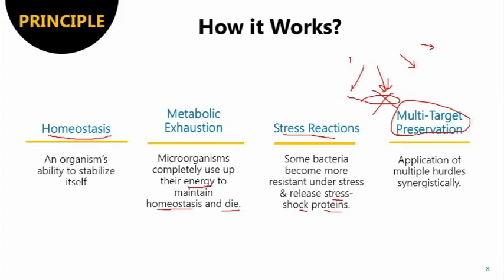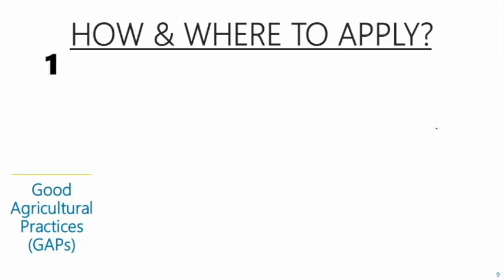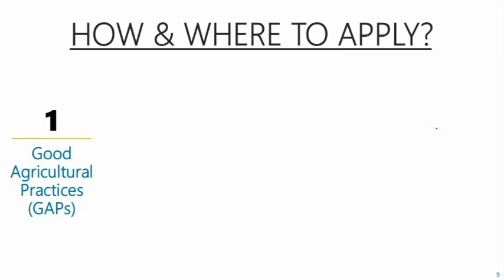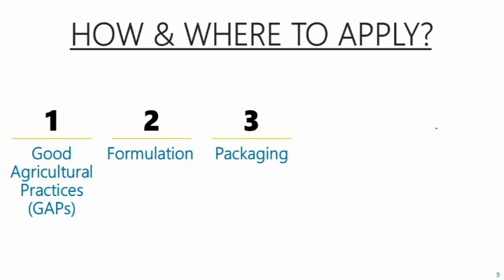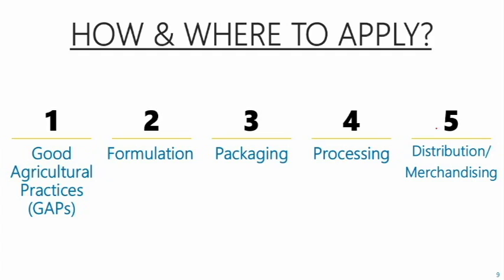Whenever we are applying hurdles, we have to apply them so that the targets are multiple and we apply these hurdles at the same time. Now the next one is how and where to apply. See, we apply it in agriculture, we can apply it at the farm level. Second, we can apply it at the formulation level when we are formulating or developing a new product. And the third, we can apply it at the packaging level. Fourth, we can definitely apply it at the processing level. And fifth, that most of us don't consider very important, is distribution and merchandising.